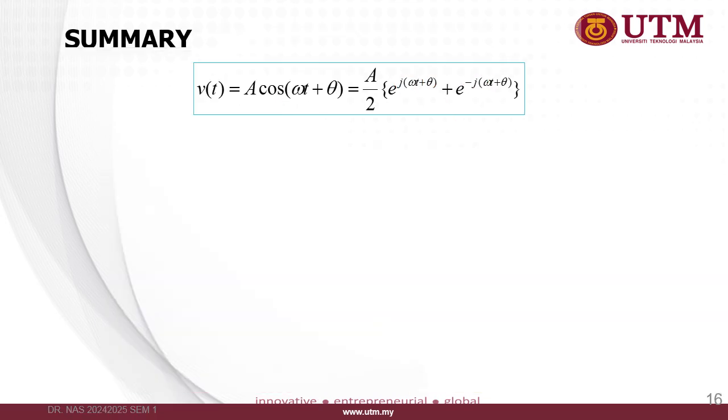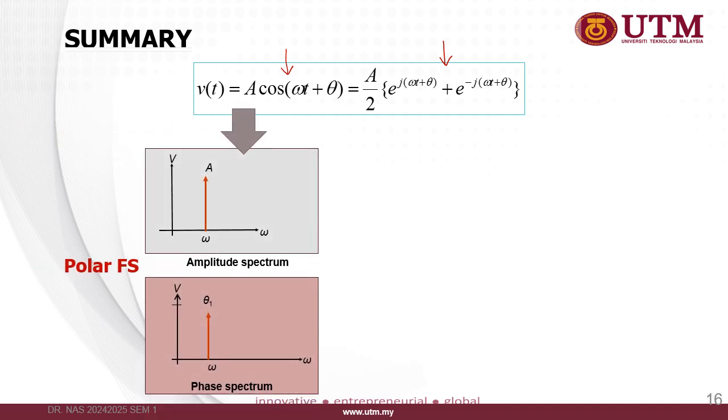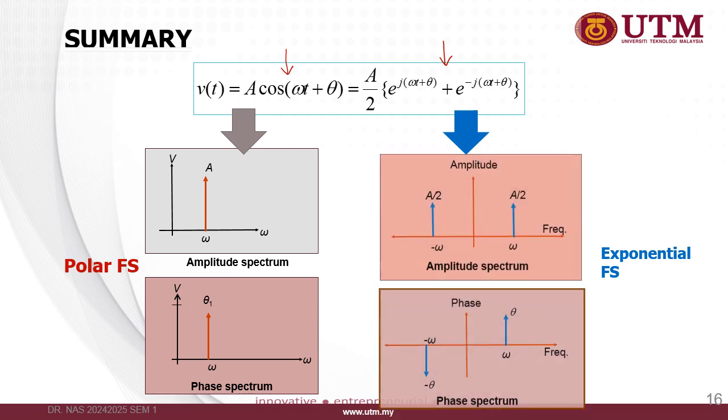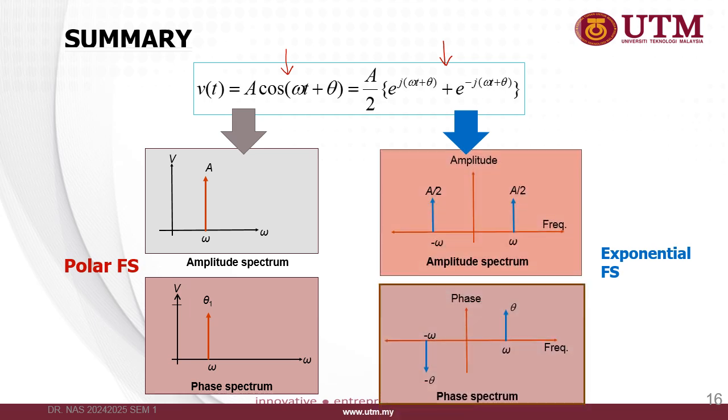Okay, in summary, this is trigonometric or polar form, and this is the exponential form. So you'll be having a single-sided spectrum for both amplitude and phase for trigonometric function. But for exponential Fourier series, you'll be having double-sided amplitude and phase spectrum.